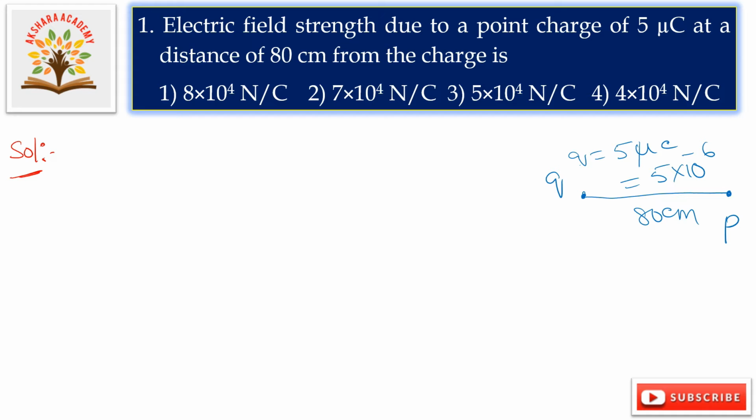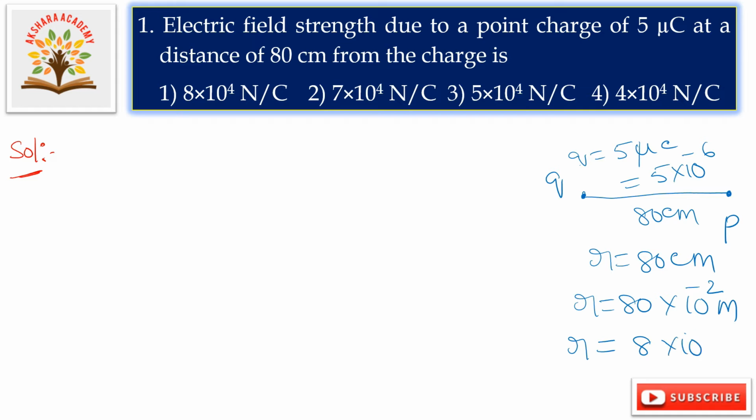The given R is the distance, they given as 80 centimeters. Converting into meters, 80 into 10 to the power of minus 2 meters. This can be written as 8 into 10 to the power of minus 1 meters. Then E is equals to question mark. We have to calculate E. E is nothing but electric field due to point charge.